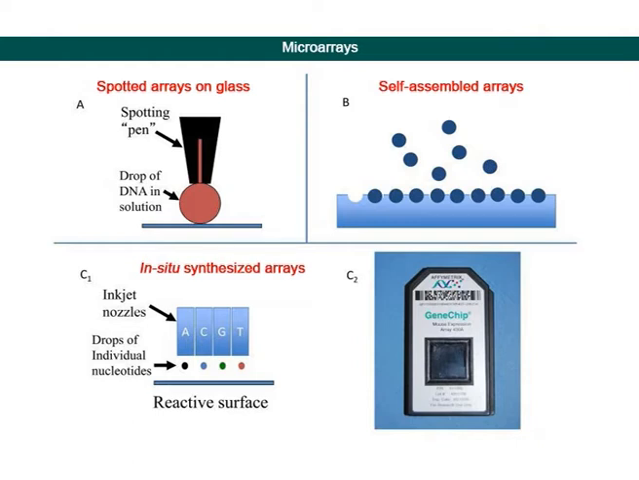Three basic types of arrays came into play during this time frame: spotted arrays on glass, in situ synthesized arrays, and self assembled arrays, as shown in figure 2.